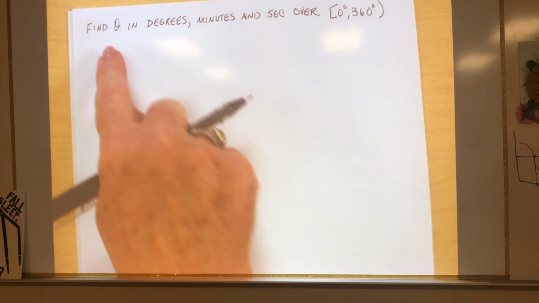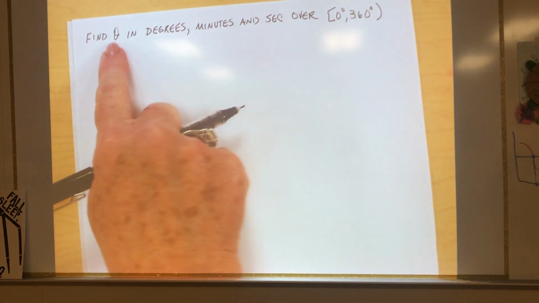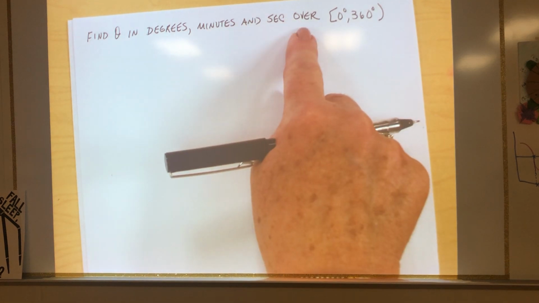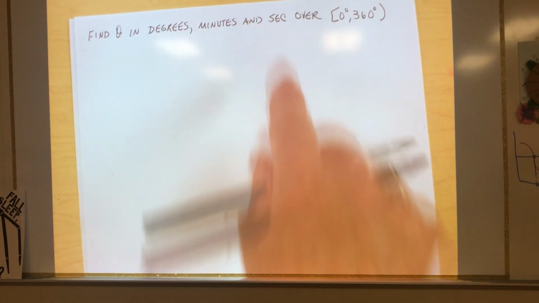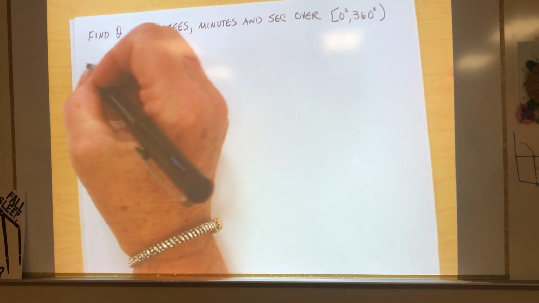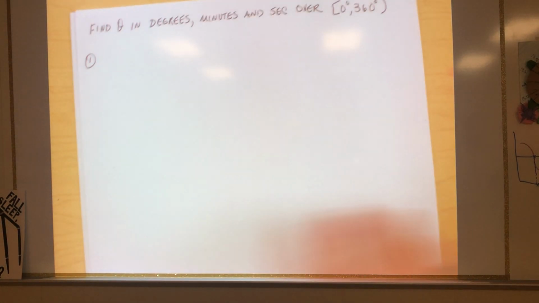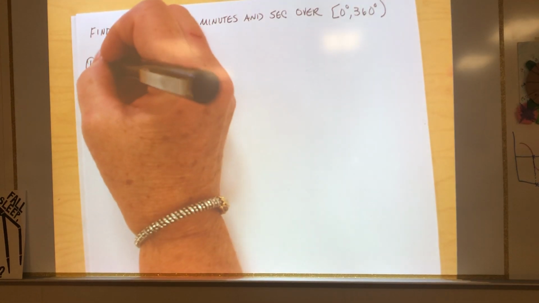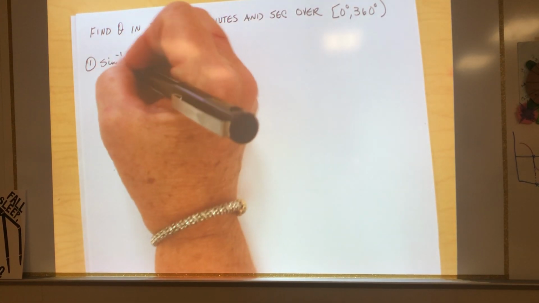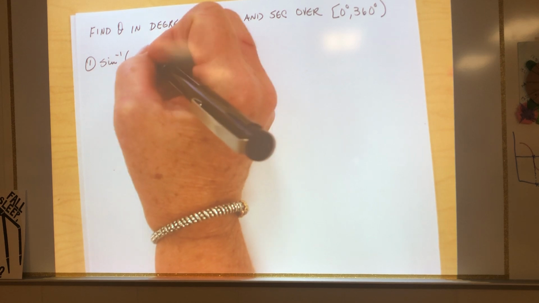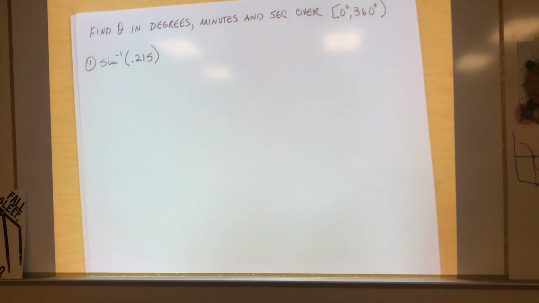So first of all, I want you to find theta in degrees, minutes, and seconds. Here's the first one we're going to do. I'm going to try to stay on the same track for the first three, and then the second three are going to address the other issue. The first one: inverse sine of 0.215.